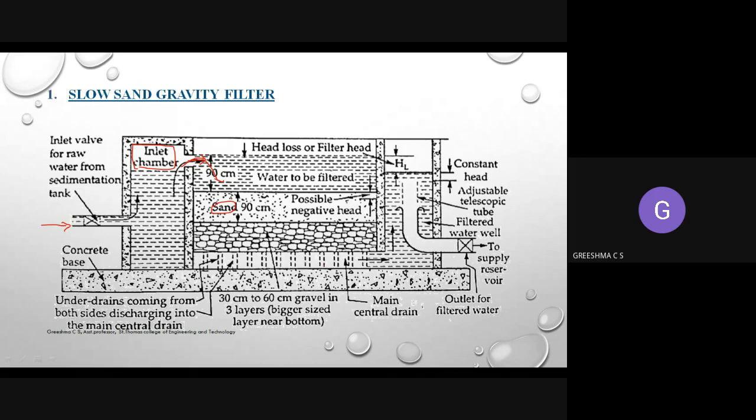Lateral drains are provided. Okay, so this lateral drains will collect the filtered water and it will take the water to the main drain. And from the main drain, the water will be taken to the outlet chamber and then to the reservoir. Okay, so this is how a slow sand filter is working. This is the working of a slow sand filter.